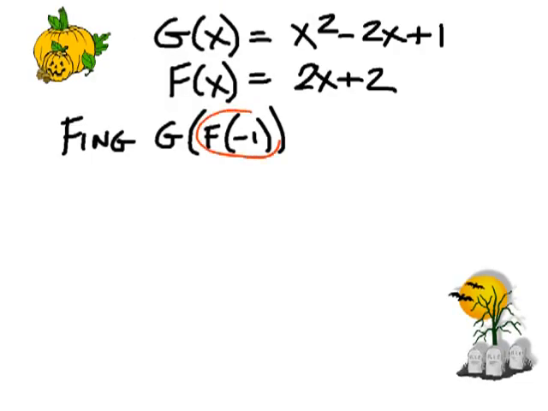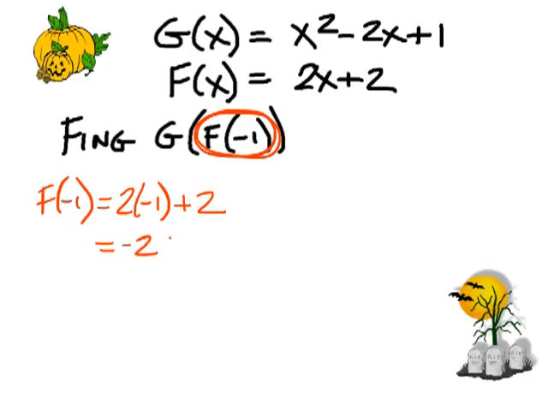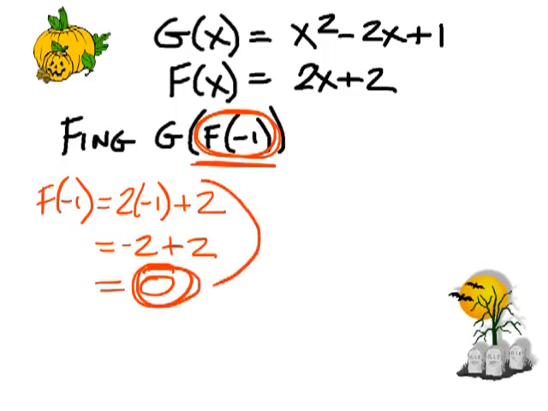On the practice problem, you have to do the inside function first, which is f of negative 1. F of negative 1 is 2 times negative 1 plus 2. That's negative 2 plus 2, which is 0. But that only represents this part here. You must use that 0 with the g function now. Work your way out.